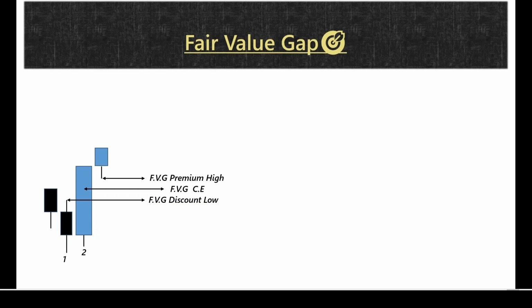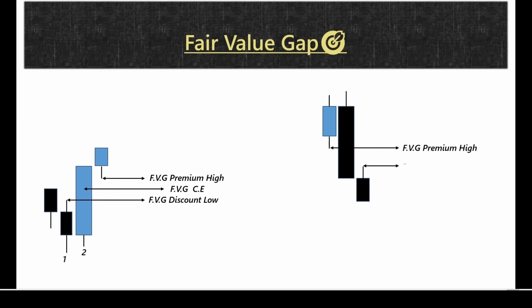The inverse is true for bearish fair value gap. So here we have the separation and the gap here, and when the middle candle of the fair value gap is bearish, it is called sell-side imbalance, buy-side inefficiency. And our focus will be on the premium high and the discount low, as well as the consequent encroachment, which is the midpoint of the gap.